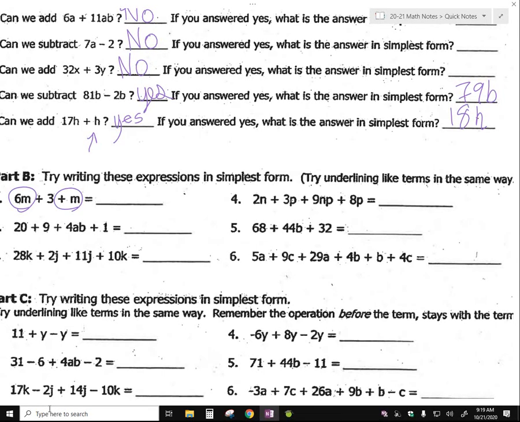How many m's do I have there? A total of 7, yes. So I have 7 m's, that's 7 monkeys, and then I have a number 3 that I'm holding on to.